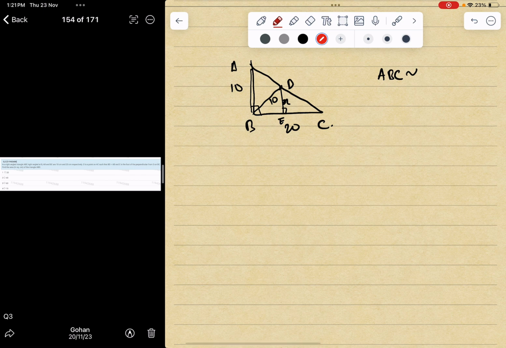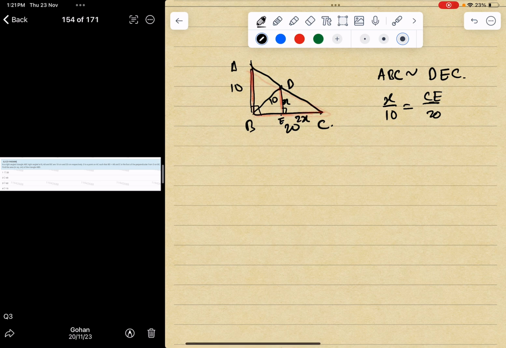Okay, so you can see that this triangle is easily similar to this, right? So we can write ABC similar to DEC, right? So we can write x upon 10 equal to this CE upon 20, right? So CE can be written as 2x. So CE we got as 2x, right?